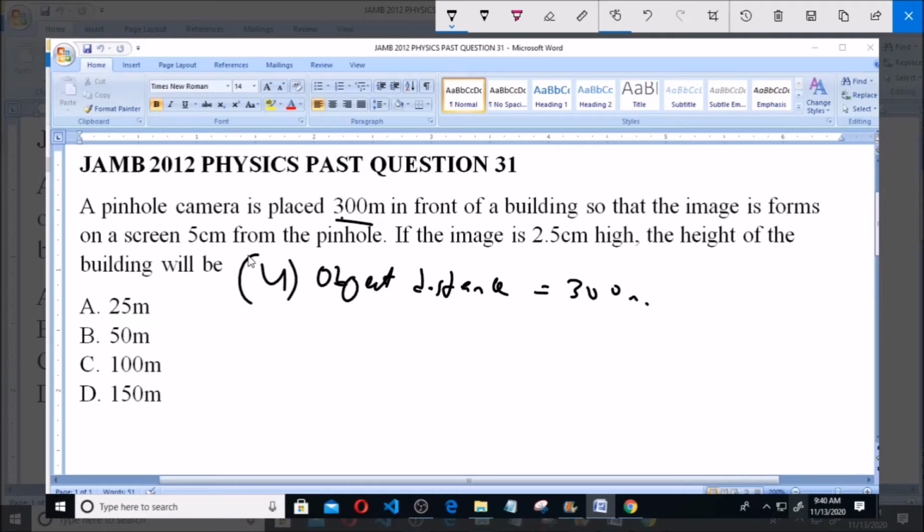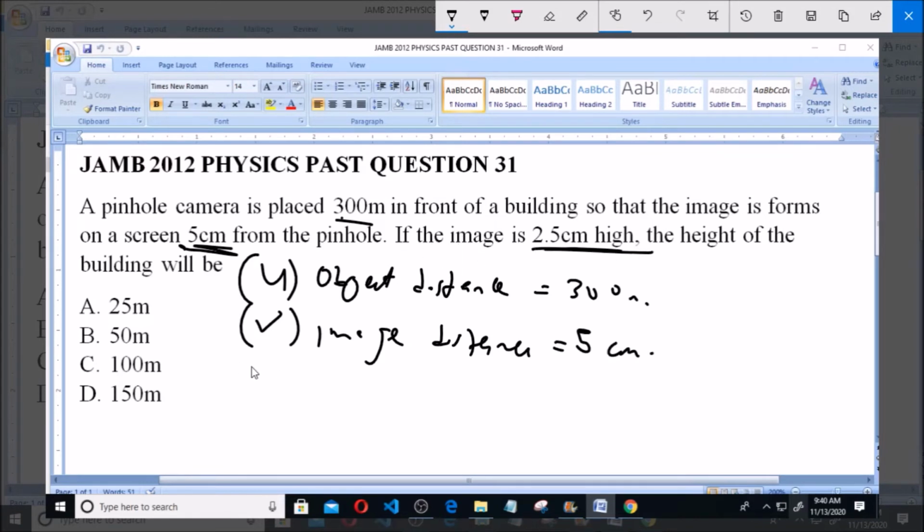Now, on the pinhole camera, the image is formed 5 cm from the pinhole, so that means the image distance is equal to 5 centimeters. Now, they said if the image is 2.5 cm high, so the height of the image is equal to 2.5 cm. So we have to find the height of the object.